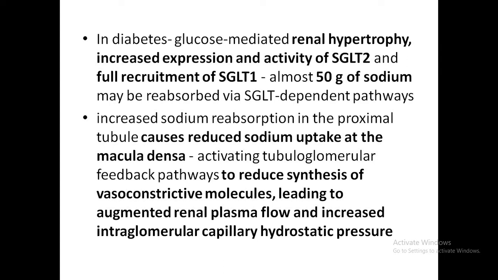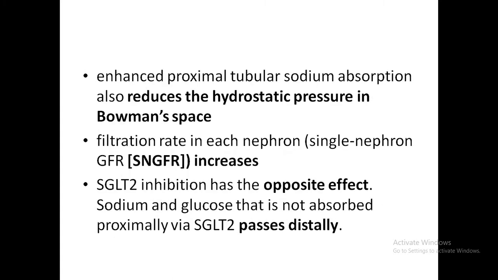Hence, increased sodium reabsorption in the proximal tubule causes reduced sodium uptake at the macula densa. This activates tubuloglomerular feedback and hence reduces synthesis of vasoconstrictive molecules. Hence, it leads to increased renal plasma flow and increased intraglomerular capillary hydrostatic pressure. This enhanced proximal tubular sodium absorption also reduces the hydrostatic pressure in the Bowman space. As a result, filtration rate in each nephron, that is the SNGFR, increases.